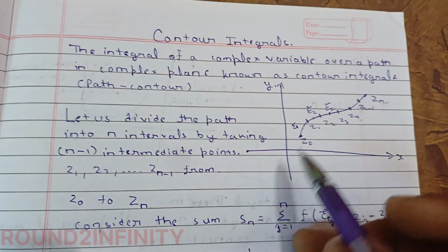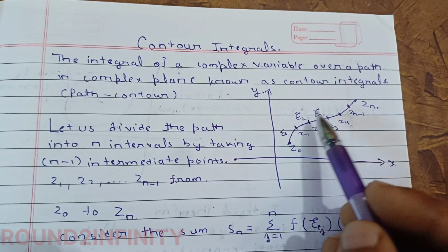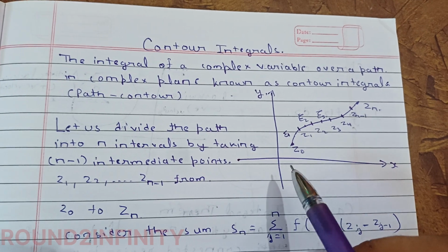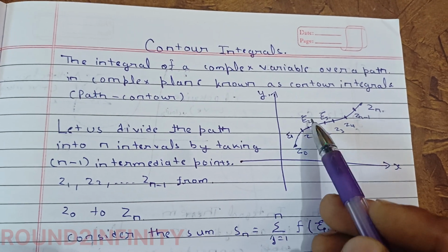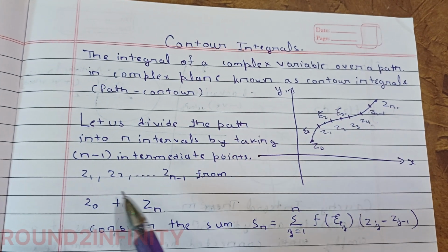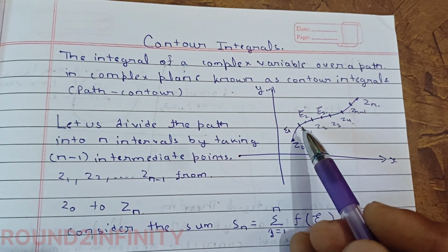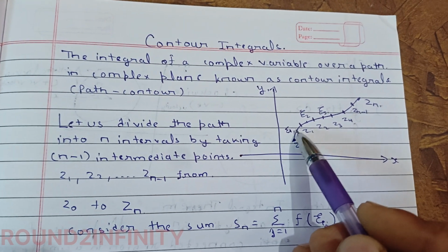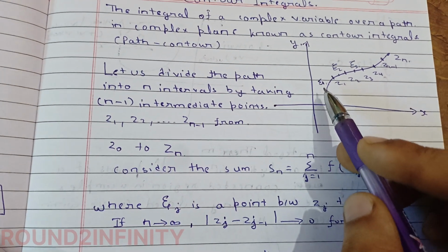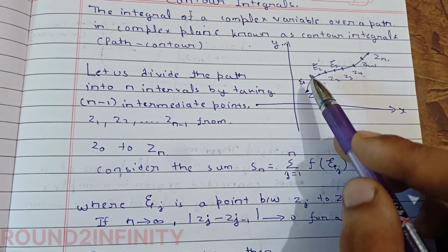Okay, so let's say we need to find the integration from z0 to zn. Then let's divide this whole contour into n parts, by taking n minus 1 intermediate points. For comfort, let's call it E. So we divide z0 to zn into n parts.